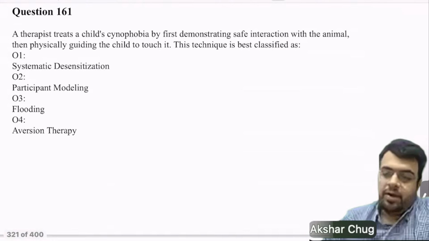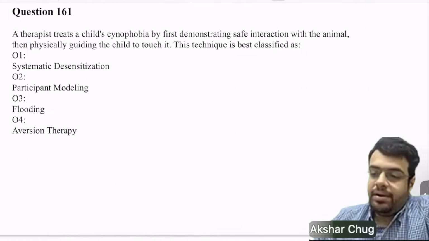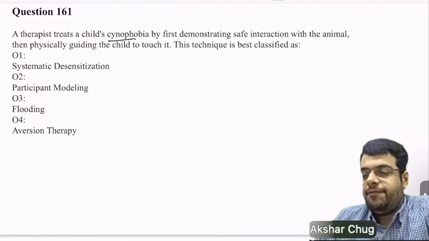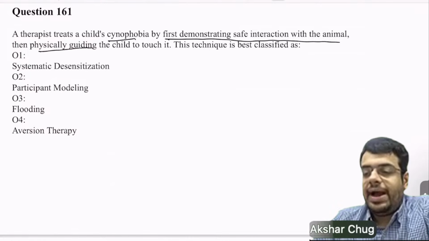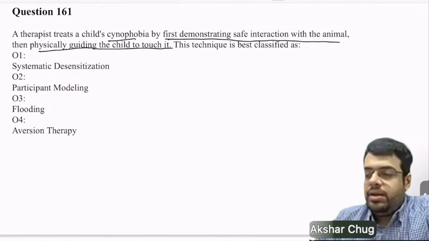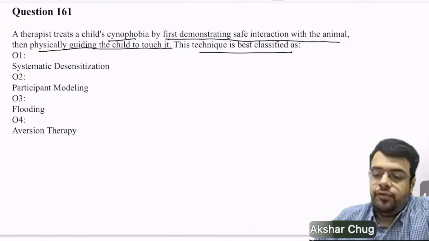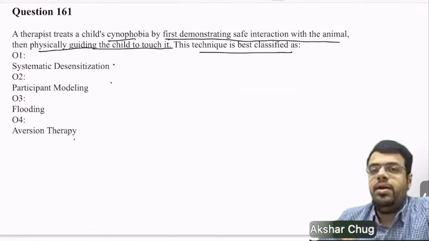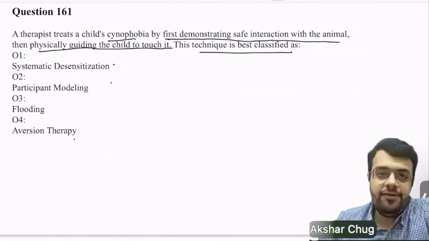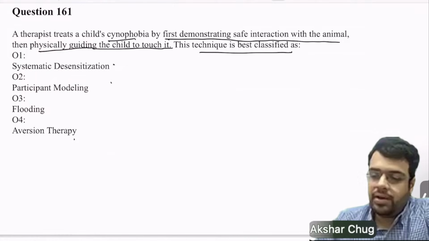Question 161. A therapist treats a child's cynophobia by first demonstrating safe interaction with the animal, then physically guiding the child to touch it. This technique is best classified as. Now, there might be confusion between option 1 and 2. First, let's rule out option 3 and 4. Aversion therapy is done where we don't want to promote a certain kind of behavior, such as in alcoholics. So that is out.